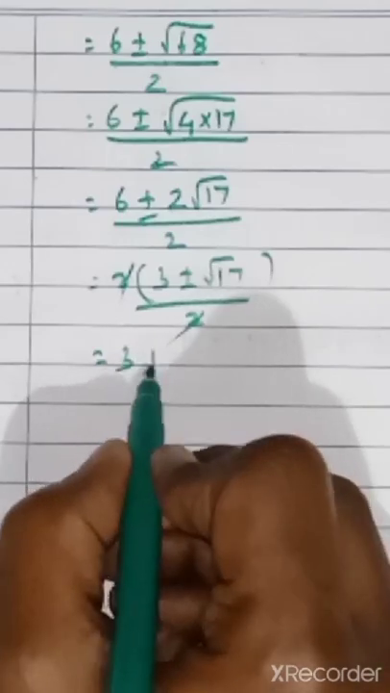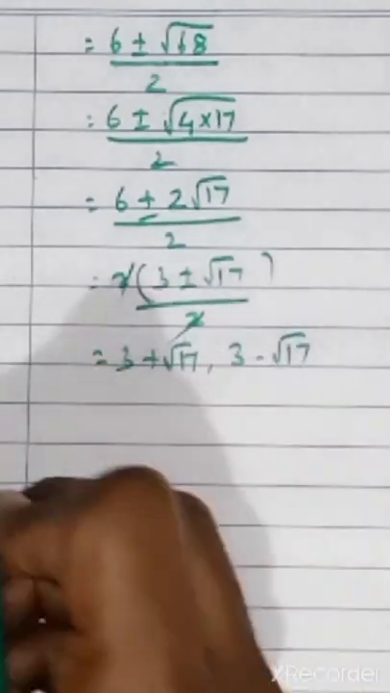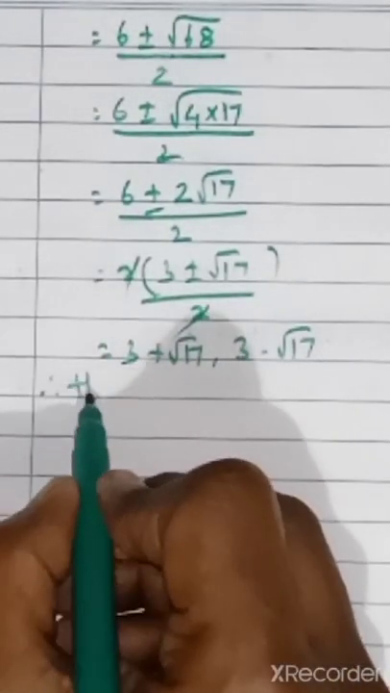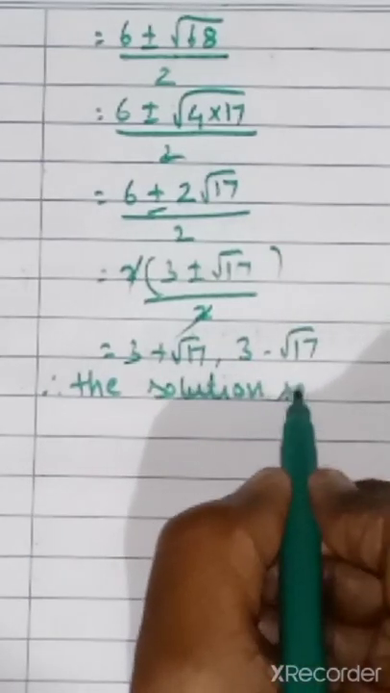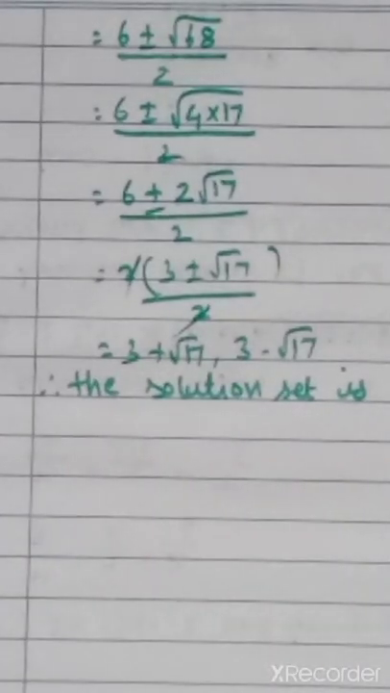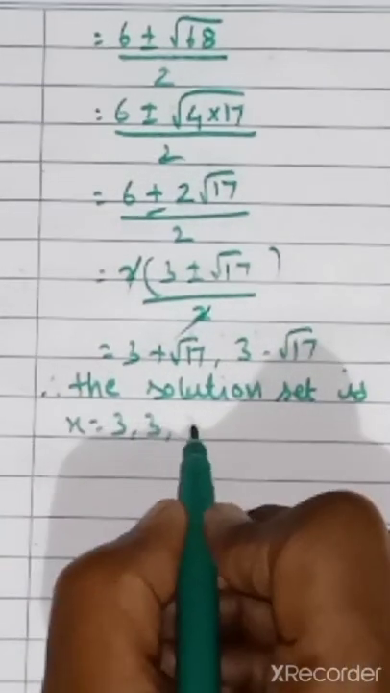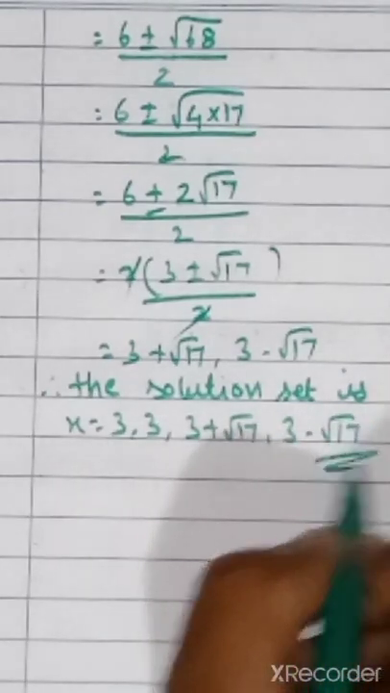So what is your answer? 3 plus root 17 comma 3 minus root 17. So what can you conclude? Therefore, the solution set is, what are the two solutions we got there? x equal to 3 plus root 17 comma 3 minus root 17. This is your final answer.